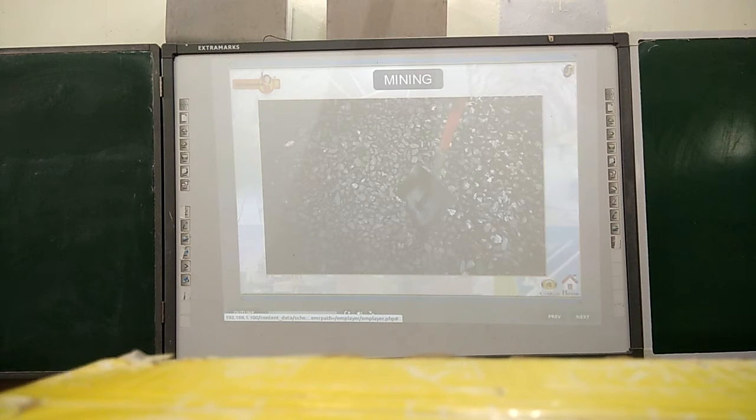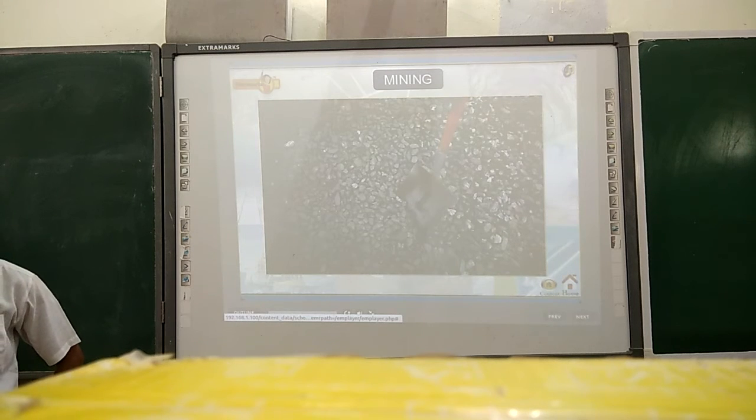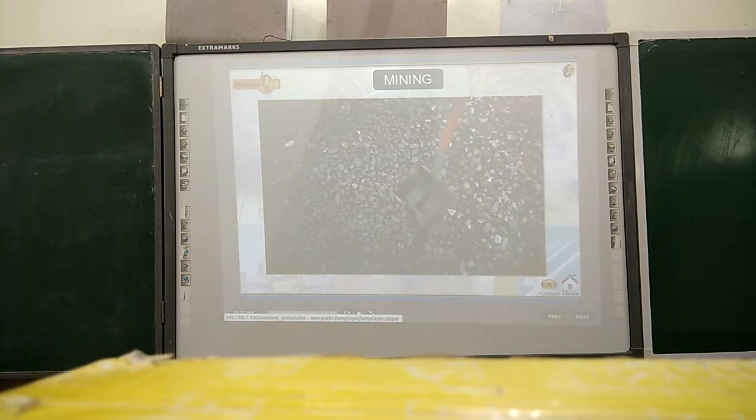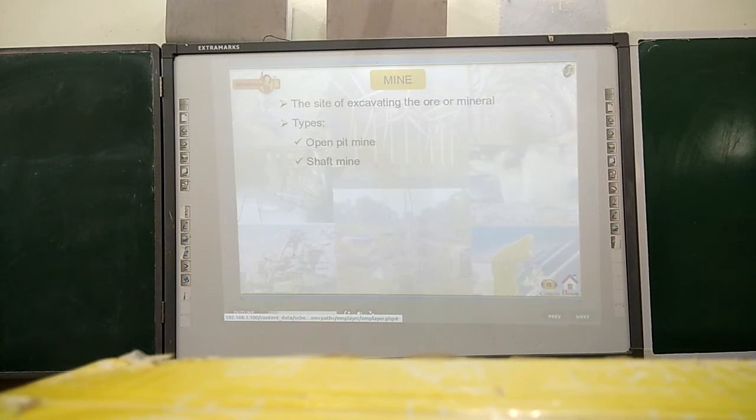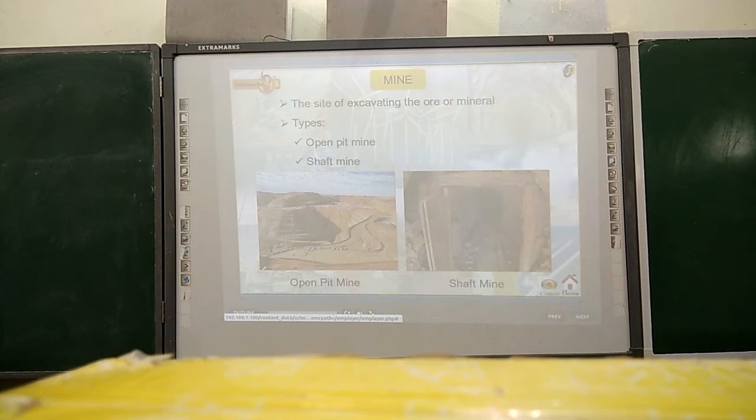Look here in the picture how these people have been extracting or collecting the minerals from the crust. So children, what is mining? Mining is the collection of all the minerals from the interior of the earth in the geological process. The site of excavating the ore or mineral is called a mine. There are two major types of mines: open pit mine and shaft mine.